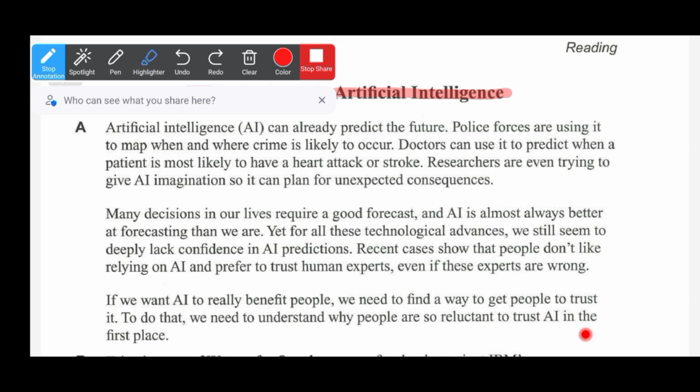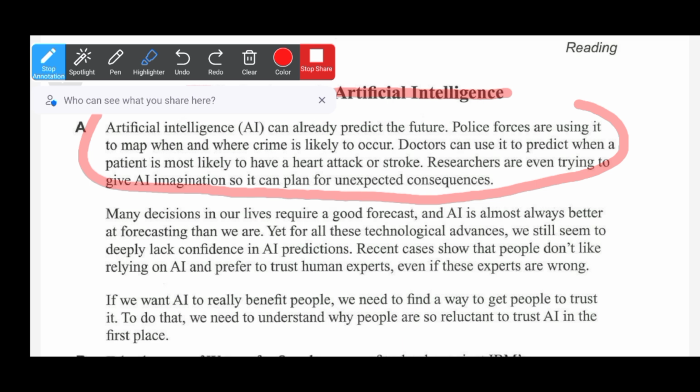So guys, in the first paragraph they are talking about artificial intelligence and its benefits. So you can simply write the first keyword: benefits or superiority of artificial intelligence. And in the second paragraph they are saying that people rely more on human beings' predictions than on artificial intelligence, even if the humans are wrong. And they also compared artificial intelligence with humans.